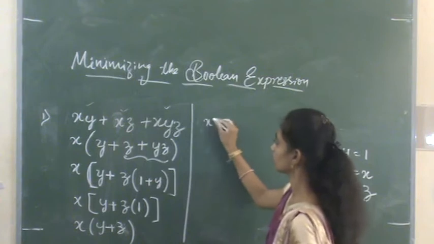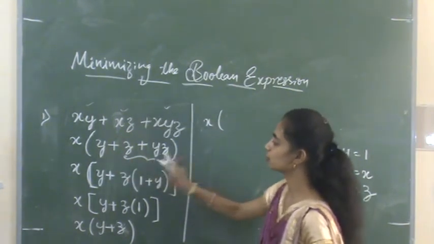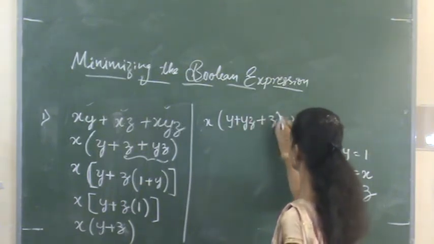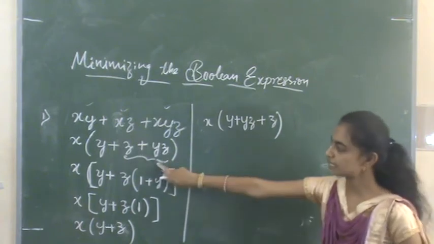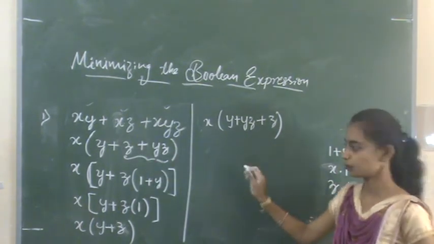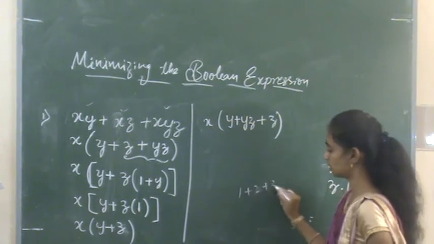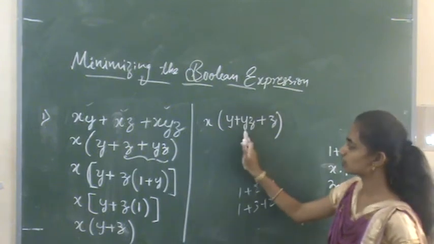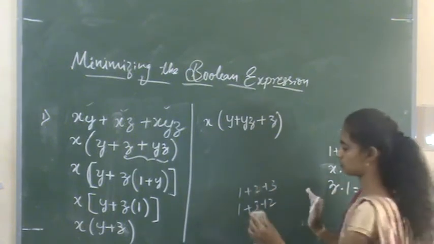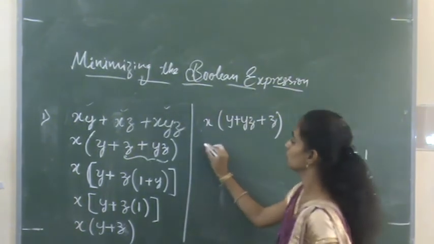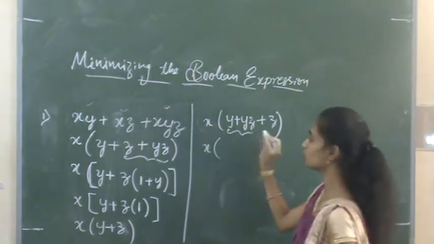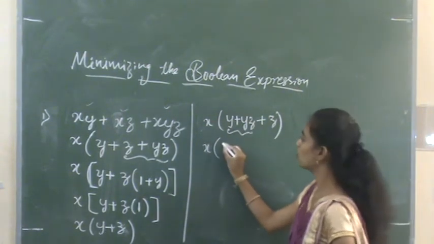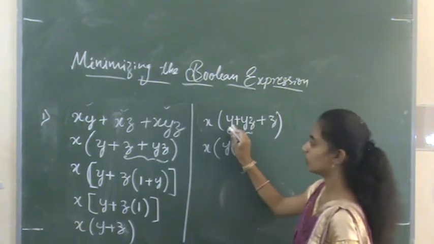So see, x into, I am writing these two expressions together, y plus yz into x. Now this expression and this expression are both the same. So if we write 1 plus 2 plus 3 or 1 plus 3 plus 2, both are the same, right? So I am just interchanging the places of the terms. Okay. Now x into, now I am taking y as a common factor in these two terms. Okay. So now if I take y as common, what is the remaining thing here?